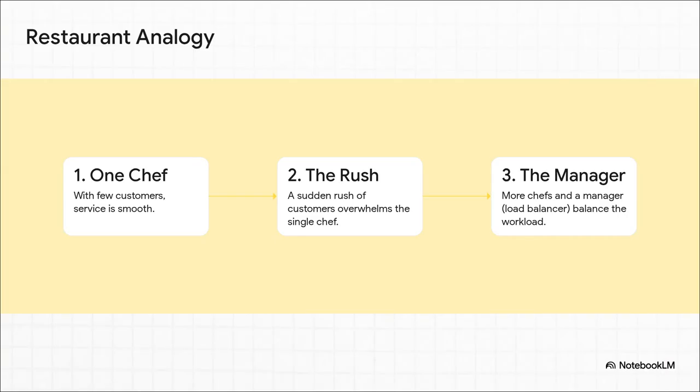Think of your app like it's a restaurant. You start with one amazing chef and a handful of customers. Service is fantastic, everything's smooth. But then a sudden dinner rush hits. That one poor chef gets completely overwhelmed, orders are piling up, and the whole kitchen just grinds to a halt. So what's the fix? Well, you hire more chefs, or in our world, you add more servers, and then you bring in a manager to direct all the orders. That manager, that's our load balancer, and their job is to intelligently spread out the work.